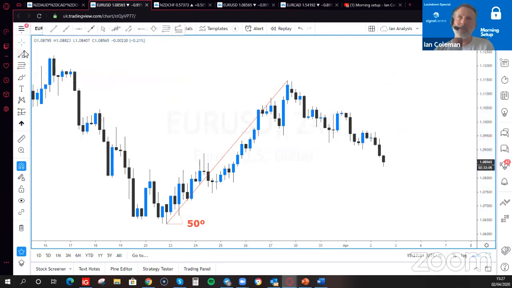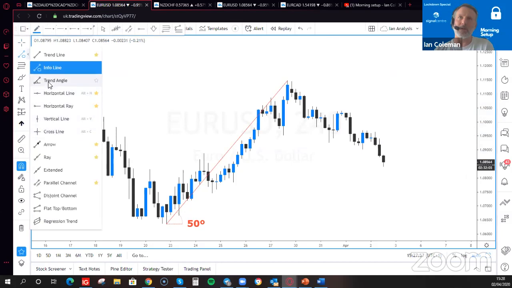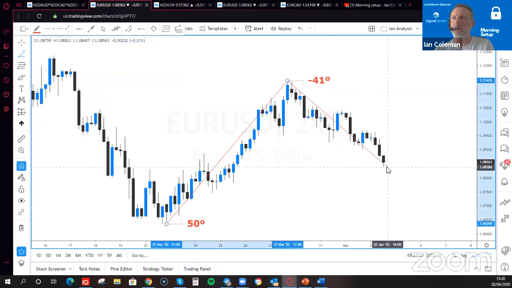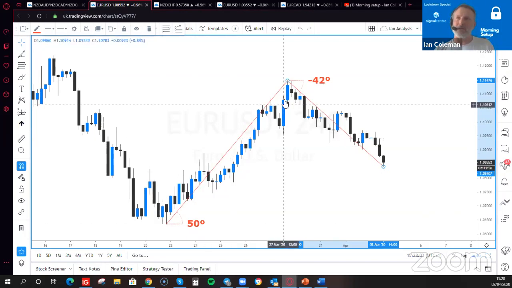Wrong one. That's an information line. Okay, so 42. So the rally is stronger than the retracement. Is there anything else that we can see on this time frame? Well, obviously some sort of downward channel.